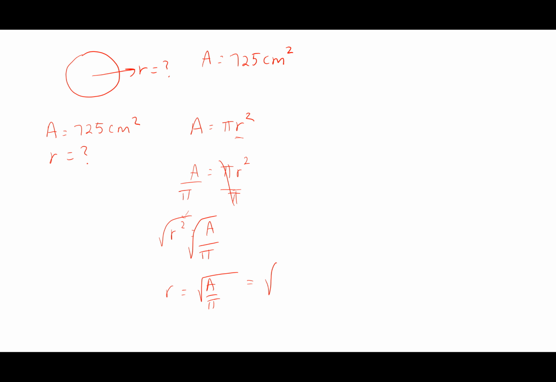So now we just plug it in. A is 725 centimeters squared, divided by pi. So first you say 725 centimeters squared divided by pi, and take the square root of that, and you're going to equal 15.2 centimeters, and that's our radius. Okay, so that's how you work those type of problems, and there's some good examples in your book. You need to read those, okay?